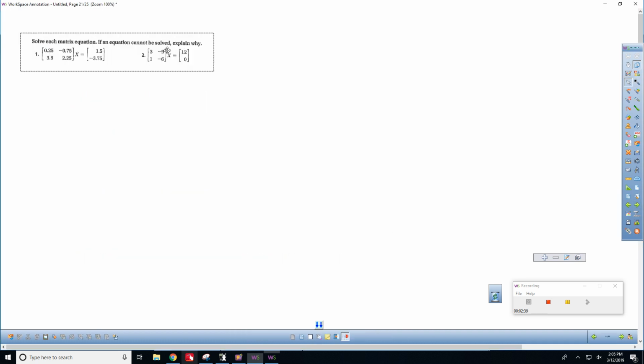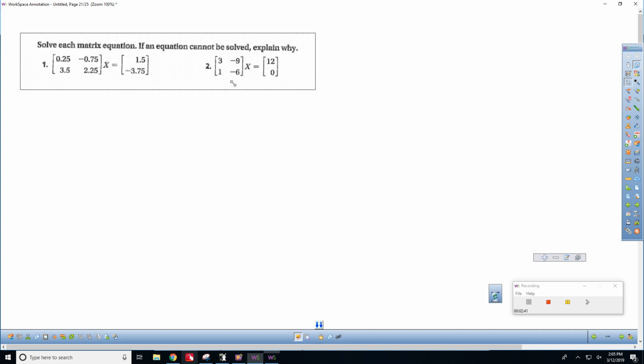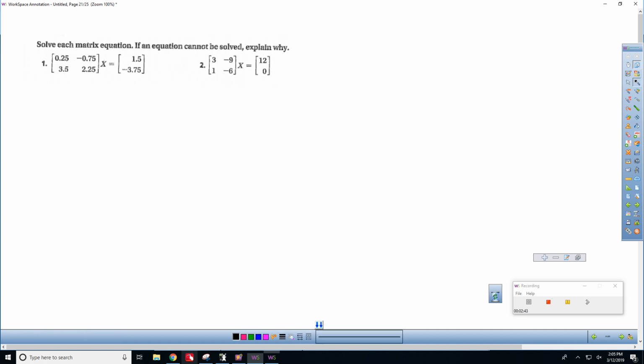Okay, here we go. Number 2, we are going to do 2 different ways. Number 2 from your homework. I'm not doing number 1 because the answers are really nasty. So if you go back and do number 1 and you get weird answers, don't be surprised.